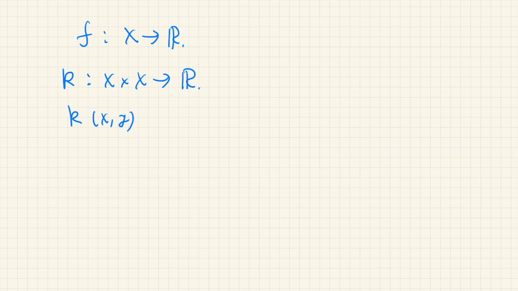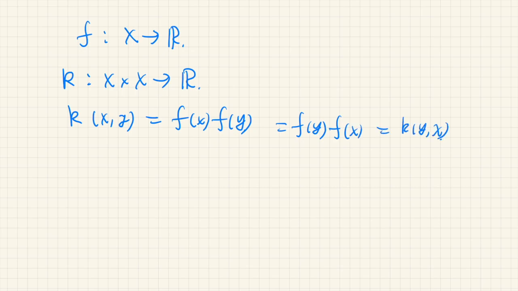Next example. Suppose we have a function f from X to the real numbers. Then we can define a kernel function from X times X to the real numbers by k(x,y) equals f(x) times f(y). Now this is a kernel function. Symmetry is obvious. Of course, this is equal to f(y) times f(x), which is k(y,x). How about positive semi-definiteness?